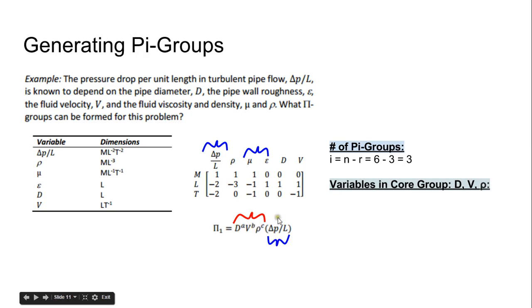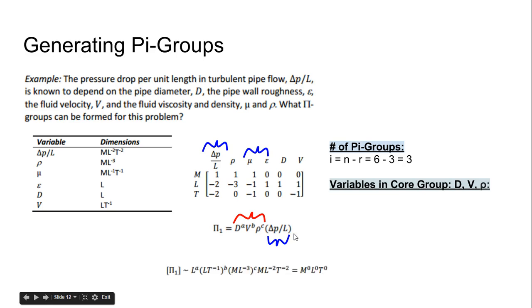And then in the blue, that's representing my choice for a variable that's not part of my core variables. So I was left with 3 other variables after I chose my core variables: this quantity, delta P over L, viscosity, and epsilon. So I could have picked any of these 3. In this case, I just picked the first one. It really doesn't matter. We just care about what the pi group actually is. It doesn't matter which one you say is pi 1 or pi 2 or pi 3, okay? So now we have that.